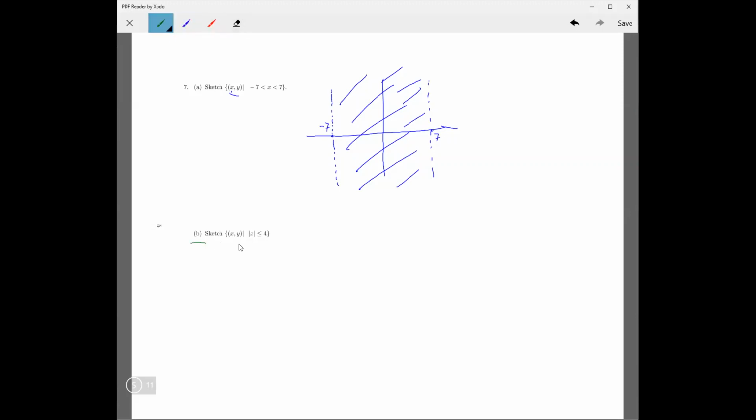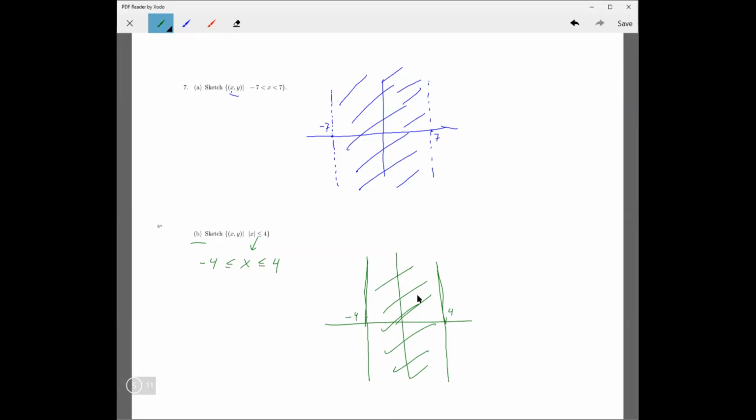And then this one, the absolute value of x is less than or equal to 4. Again, if you drop the absolute value signs, you get this: x is between -4 and 4. And so it's going to look like this one, except you're going to include these boundary lines. Okay, and that looks like the second one on the homework.